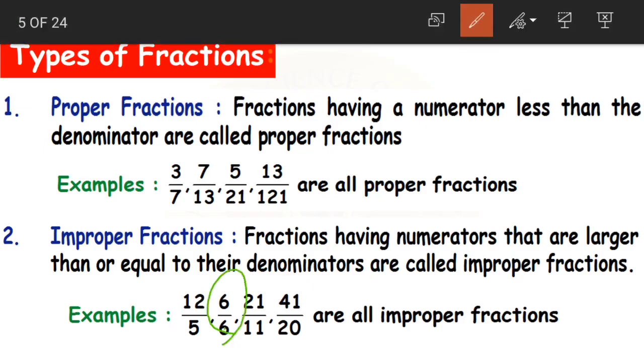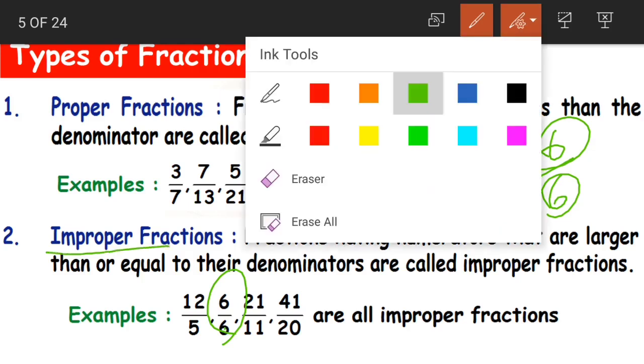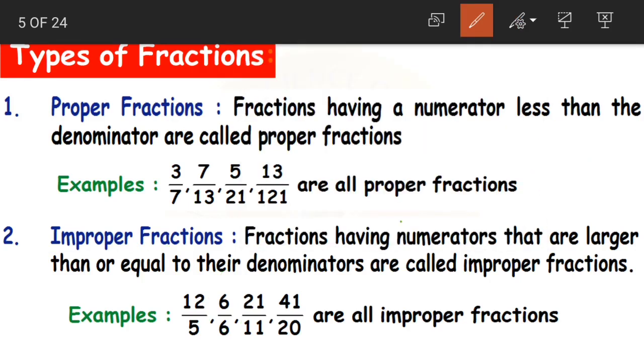Now look at this here, 6 by 6. When we say 6 by 6, both the numerator and denominator are equal to each other. So this becomes an improper fraction. And even in the other cases, 12, 21 and 41, these numerators are larger than their denominators.